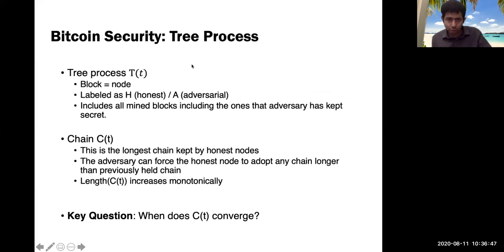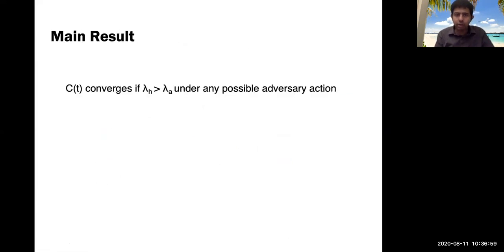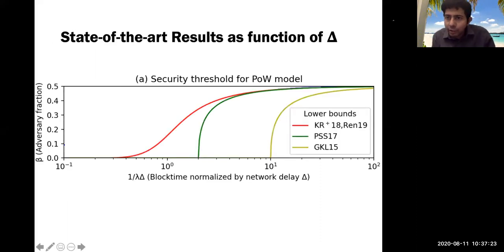Okay. So I talked about the tree process and the chain, and the main question is, when does the chain converge? So our main result: under delta equals 0, where there is no delay, as long as the honest arrival rate is greater than the adversarial arrival rate, then the chain converges. I guess this was already known from the result in the Bitcoin backbone protocol. But really, our main goal was to understand similar results as a function of delta, the network latency. And here are some of the bounds. There's been a sequence of papers trying to better understand this model, and you have the original Bitcoin backbone protocol.